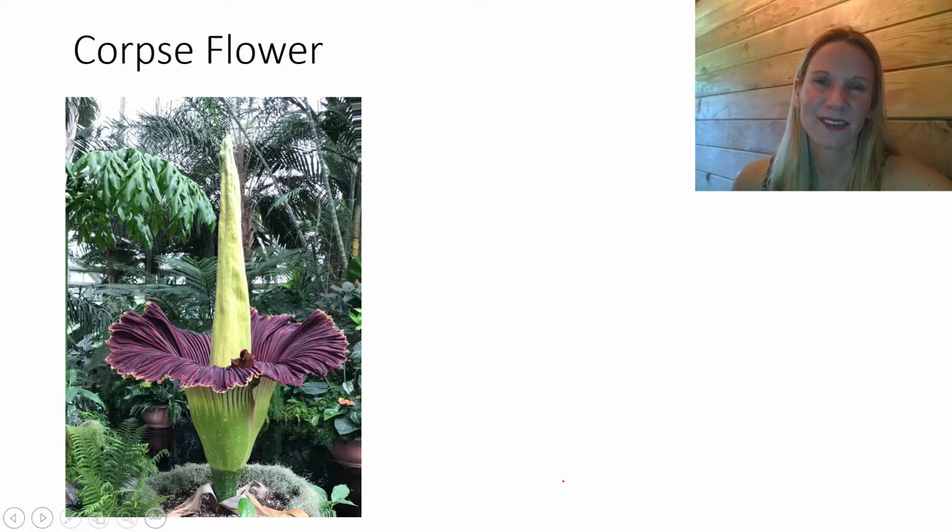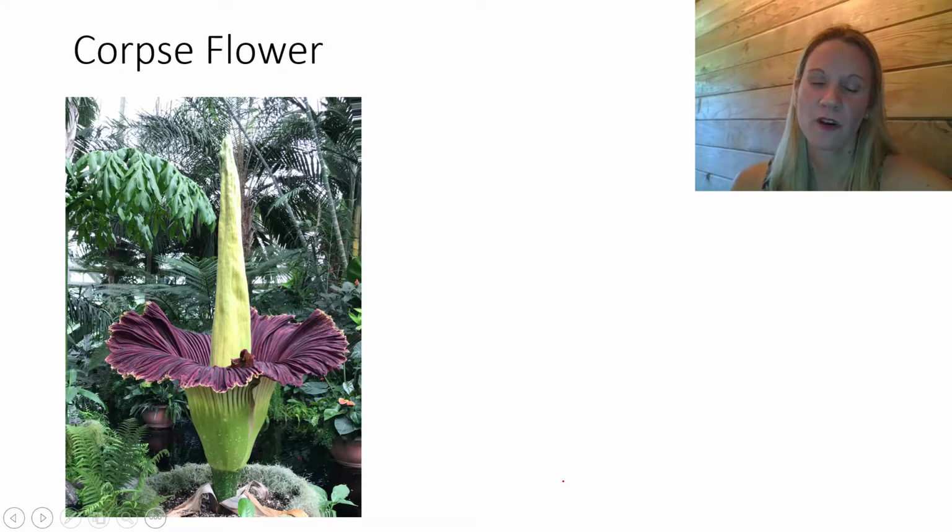So what about the corpse flower? When I was a student at UC Davis, the botanical garden we had at UC Davis has a corpse flower, and it only blooms about once a year. And it only blooms for about 24 hours. And so when you smell this flower, it does in fact smell awful, like rotting flesh. Why is that? Well, it's to attract its pollinator.